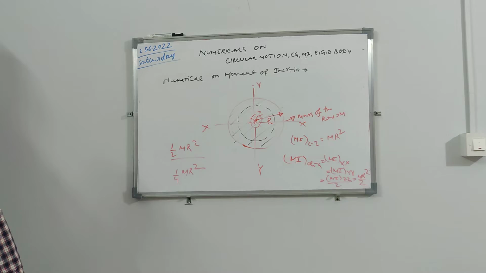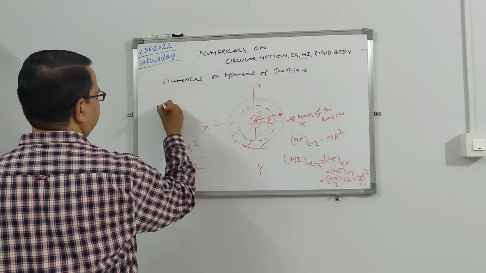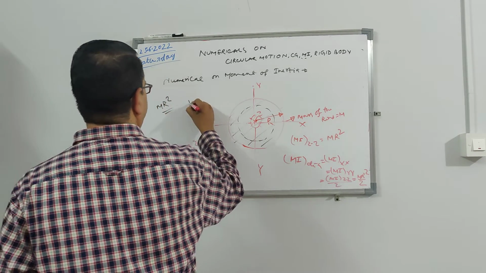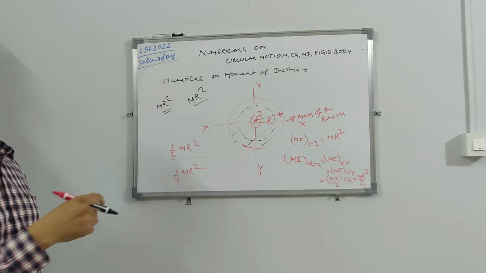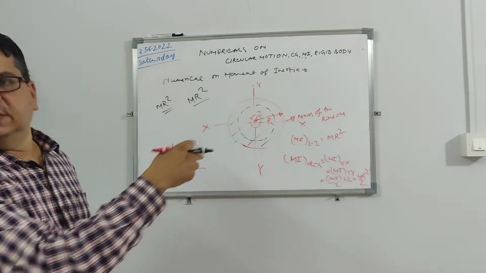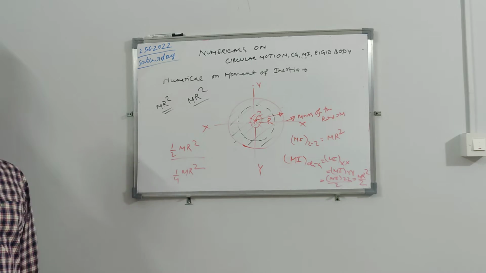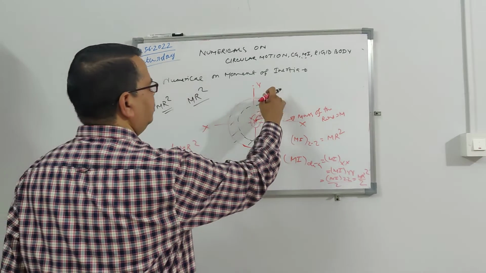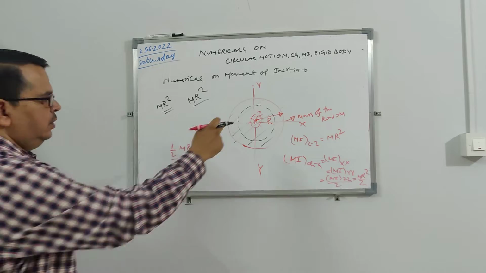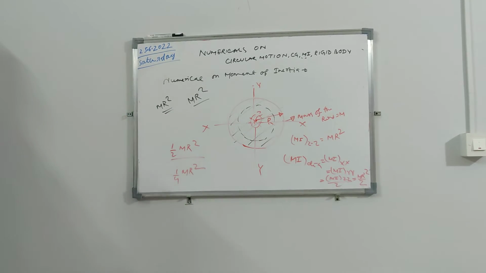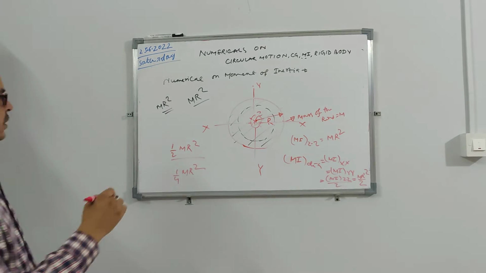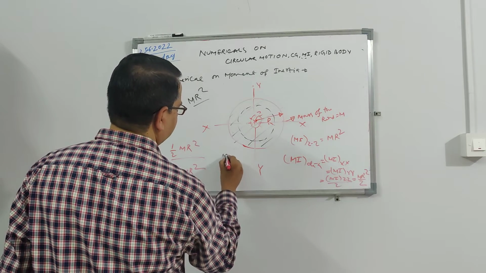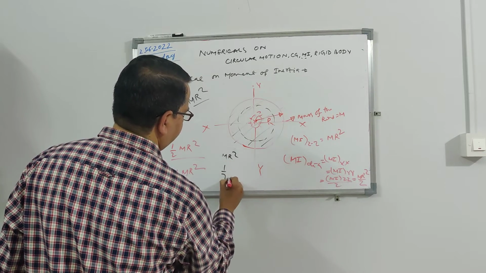In a ring, all the mass is only at the corner, so it is mr square. But in the case of a disk, it will be towards the center, at the half. If you move everything out as a ring, it will be at the radius. But if everything is filled in, the effective mass will be at half the radius. That's why one is mr square and the other one is half mr square.